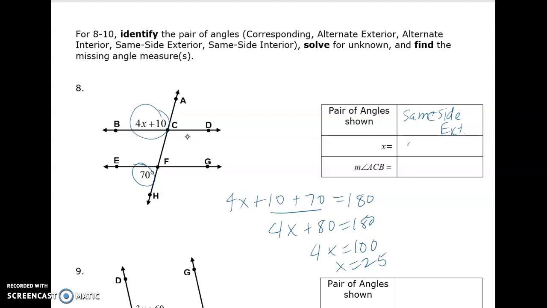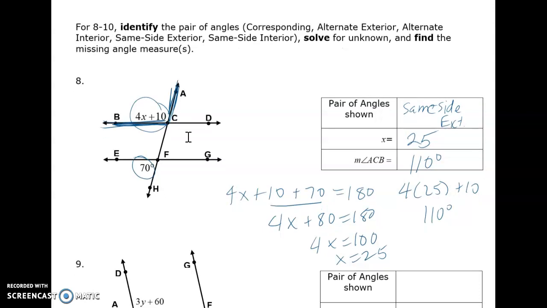Okay? Now we're not done. It says to find the angle of ACB. So I'm looking at angle ACB. And I see ACB is, I kind of highlighted the sides there. So it's that angle. It's 4x plus 10. To do this, I can simply put 4 times 25 plus 10, which is 110 degrees. Okay. Does that make sense in our context? Sure. Our original angle was 70. This new angle is 110. 70 plus 110 equals 180.